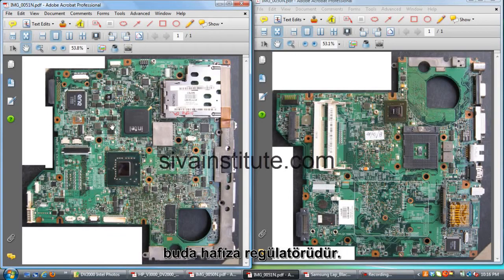This is the memory regulator IC, memory regulator. This command also comes to the memory regulator. This is the memory oscillator IC. This 3.3 volts comes to this IC. This voltage goes to these outputs. This 1.8 volts comes out from this coil.